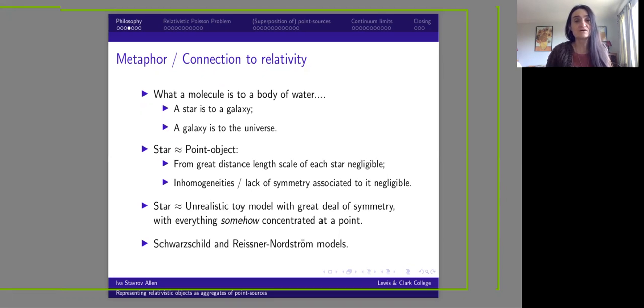On the other hand, to describe them, maybe what I want is a model that has a great deal of symmetry, and somehow everything is concentrated at one single point. If you've had experience with relativity, I'm alluding to Schwarzschild or Reissner-Nordstrom models. I won't talk about Reissner-Nordstrom much. For the sake of simplicity, I'm not going to introduce charge. So for all practical purposes for this talk, what I'm referring to is the Schwarzschild solution.